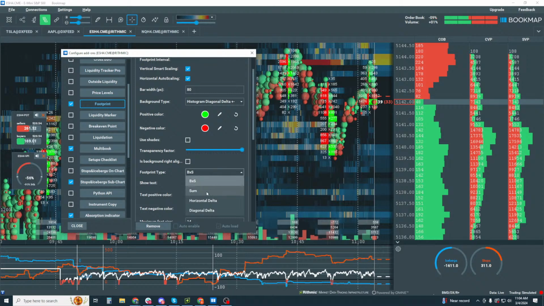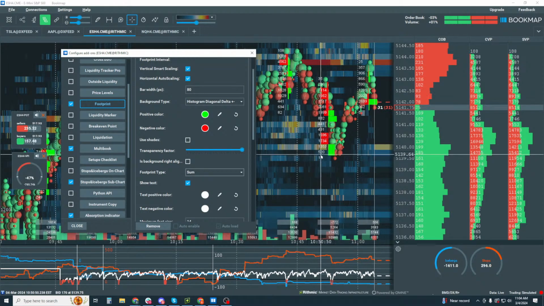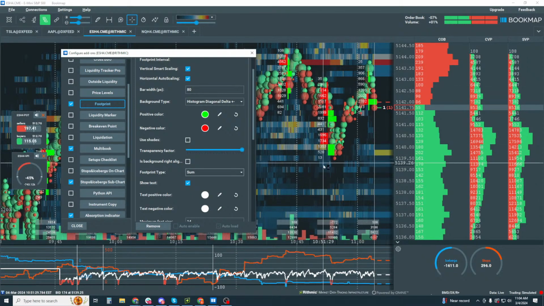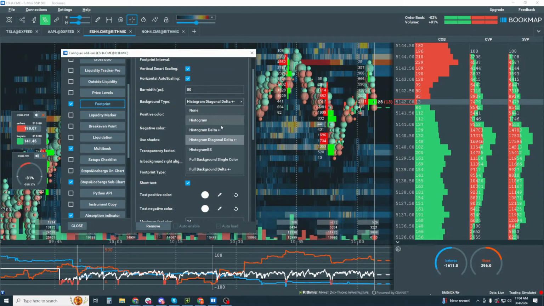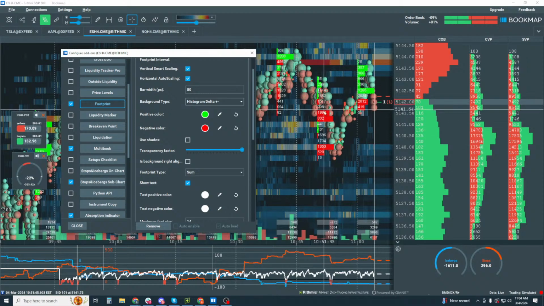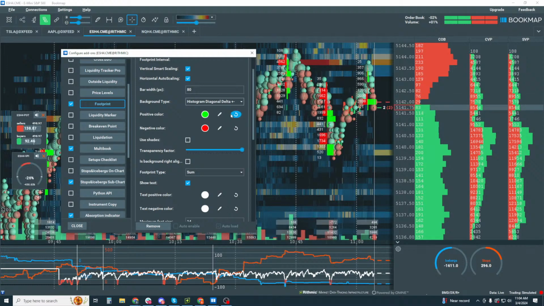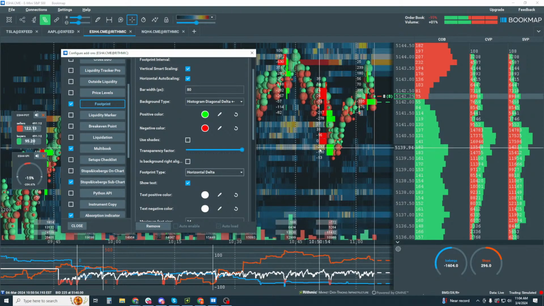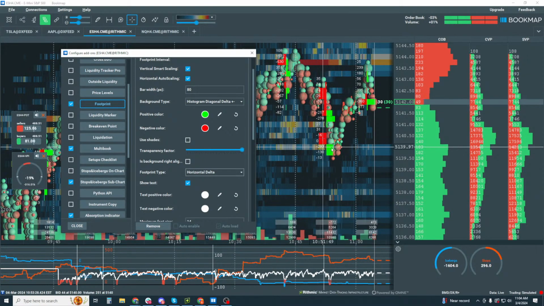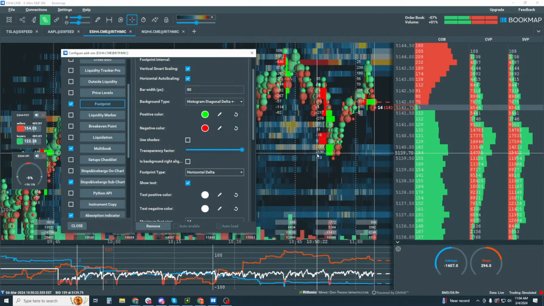And then we have the summation, which is one number, is buyers plus sellers. Okay, and it's only one number, right? So you might want to use a different background type, like your histogram. This is the one I've been using, which I kind of like. But anyway, find out whatever works best for you. So that's the summation. Horizontal delta is going to be one number, but it's going to be the delta of buyers and sellers right across from each other. Shark Blue, okay, that's what it is.